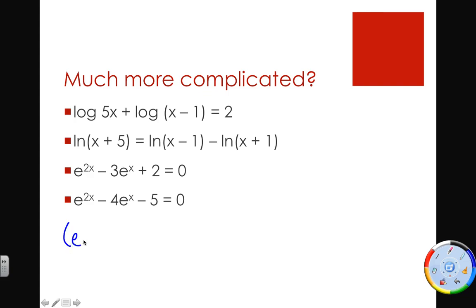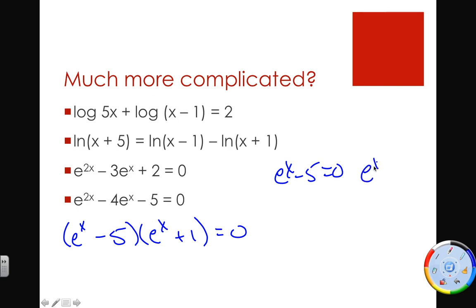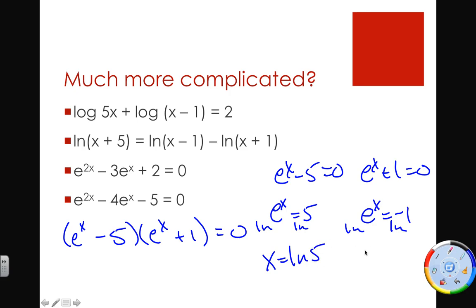All right, so this is e to the x minus 5 and e to the x plus 1 equals 0, which tells me e to the x minus 5 equals 0, and e to the x plus 1 equals 0. So e to the x equals 5, e to the x equals negative 1. I can take the natural log of both sides, and I'm going to get x equals ln of 5. And here comes a problem. X equals natural log of negative 1.